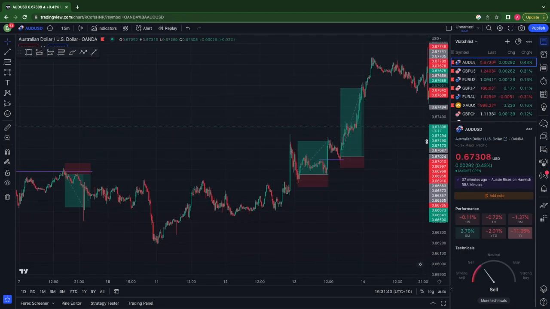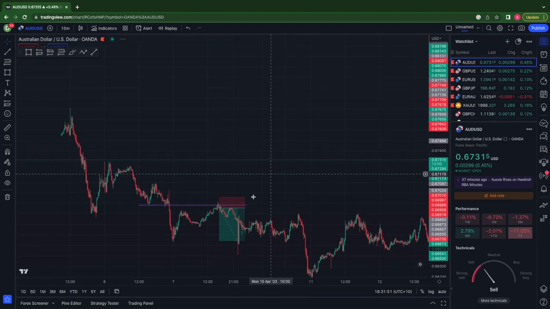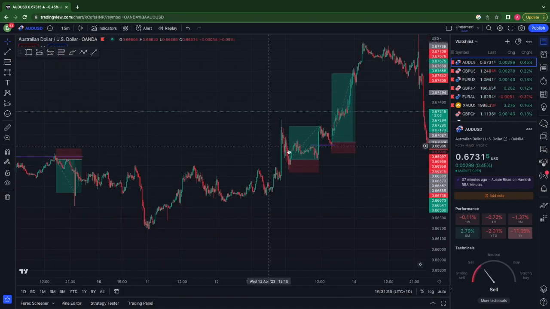So I'm going to break down 3 trades here that I took all on AUD USD in the past week and a half, 2 weeks. We'll see. And as you can see, I've got first trade over here is a sell, and that's on April 7th, and then April 13th, so less than a week later, I'm taking buys on the same pair, purely because of what I've seen in price action.